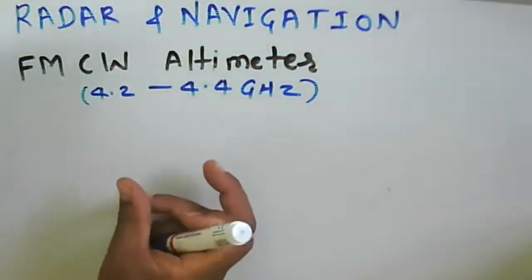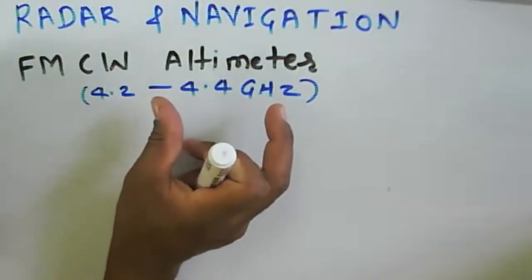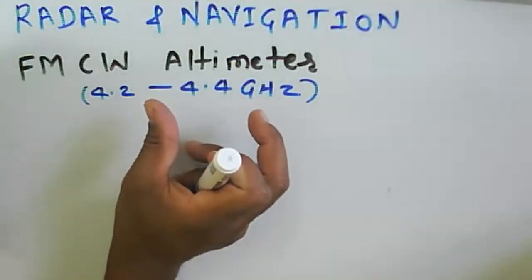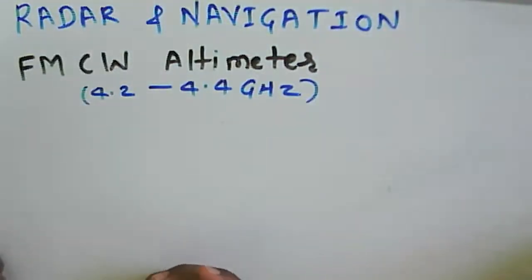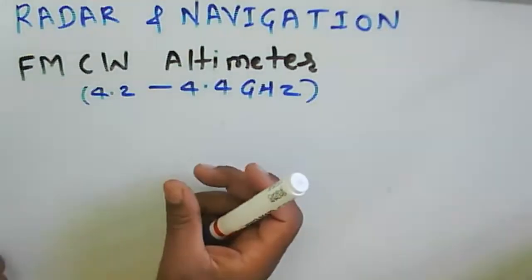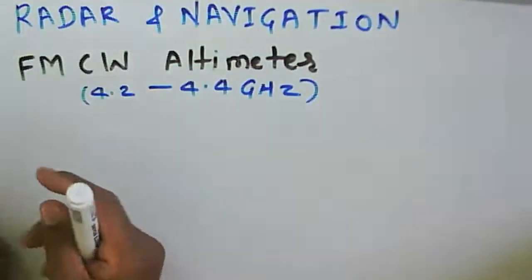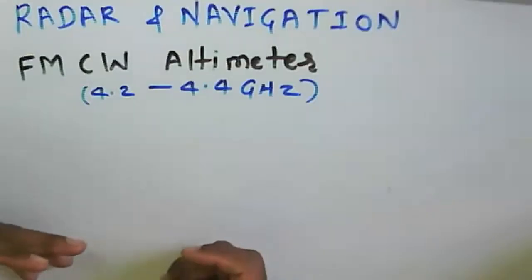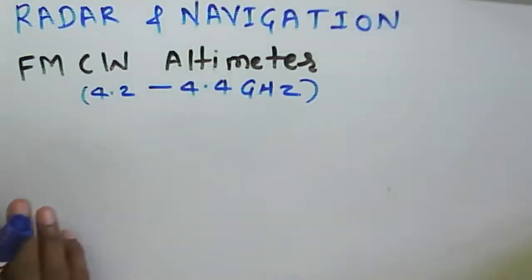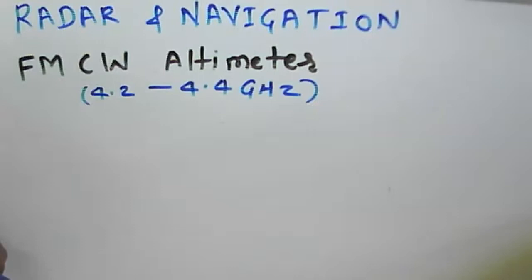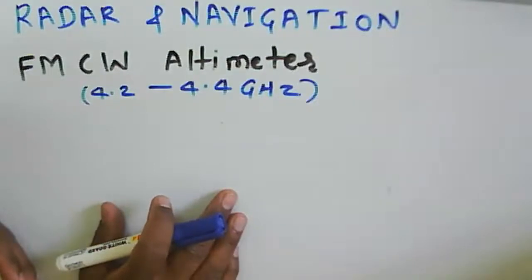That's why we can say that radio altimeters use low power amplifiers or low power devices. The klystron and magnetron are large power devices, but we can use a solid state device instead of a klystron and magnetron to generate the power in a radio altimeter.